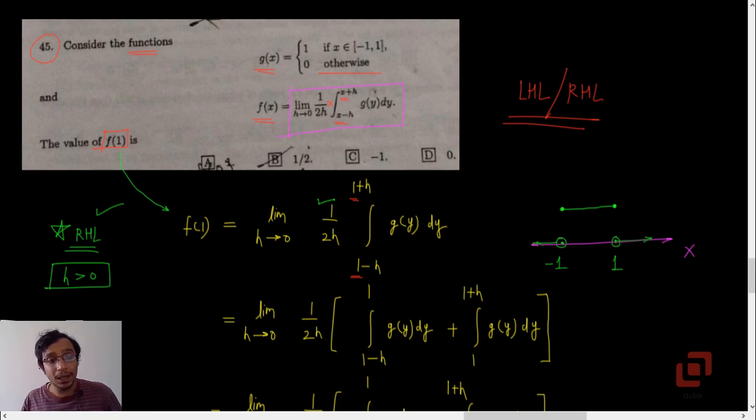Now let's consider this graph. This graph is that of the function g of x. In between -1 and 1 it is equal to 1, so this is part of the horizontal line y equals 1. And the moment you come outside the interval -1 to 1, the graph coincides with the x-axis. Correct? Yes, because there the function is 0.